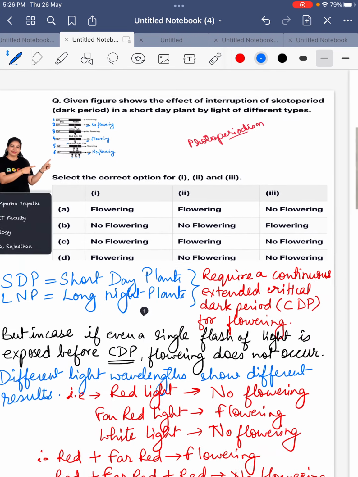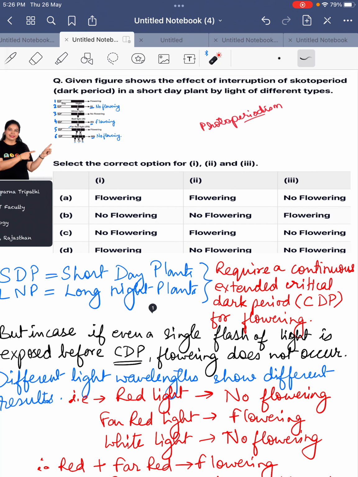Now we have to choose the correct option here. Students, you can see in option A, first flowering, then flowering, then no flowering. So it is not matching with our answer, so it is wrong. In option B, no flowering, then no flowering, it is also not matching with our answer, so this will also be wrong. In the third option, we can see no flowering, flowering and no flowering. So this matches with our answer. So this can be a correct answer.